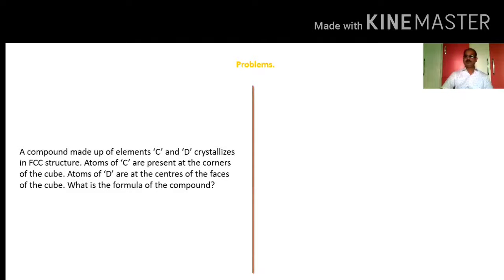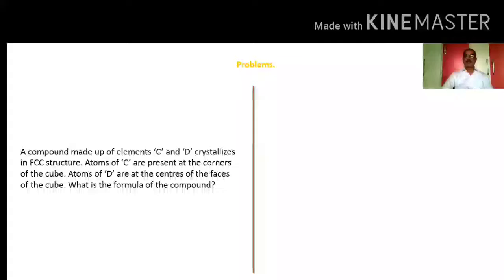See the problem. There is a compound which is made up of elements C and D. When the particles of elements C and D are arranged, the arrangement is found to be FCC. FCC, remember, is similar to CCP. In this arrangement, it is observed that atoms of element C are present at the corners, whereas atoms of element D are present at the center of the faces of the cube. With this information, we are supposed to find out what is the formula of the compound.